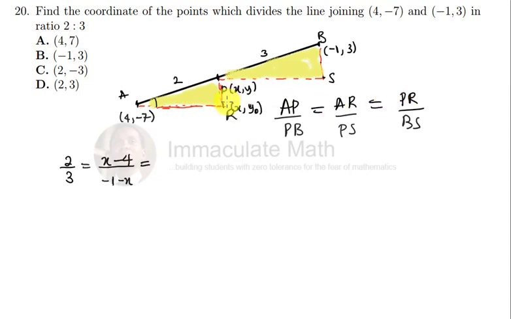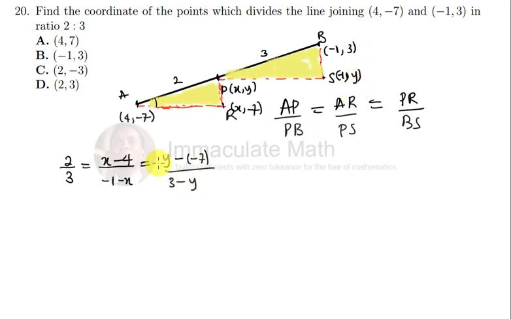Then we have PR. So this should have been x comma minus 7, and this should have been minus 1 comma y. So what is my PR? My PR is y minus 7, with a minus in front of the 7, all divided by BS. My BS is 3 minus y, so that should be 3 minus y.